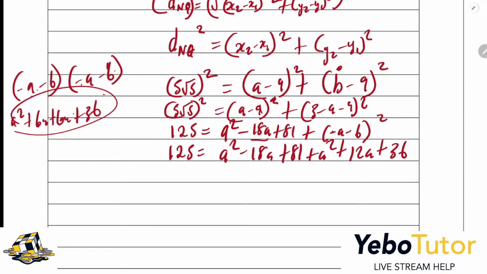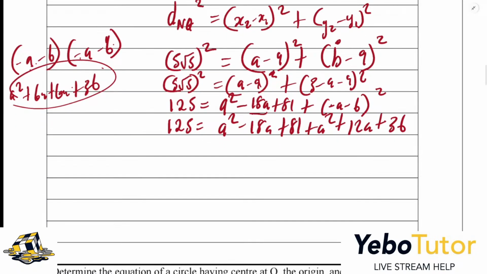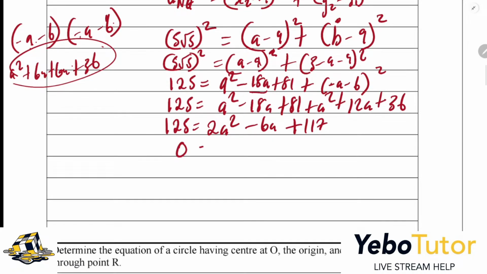Then from there, your life is already easy, because we have removed all the brackets. Now we're just adding the like terms. So 125 will be equal to A squared plus A squared, that's 2A squared, then negative 18A plus 12A gives negative 6A. Then 36 plus 81 gives 117. We transpose the 125, so that will be 2A squared minus 6A, then 117 minus 125 is negative 8.